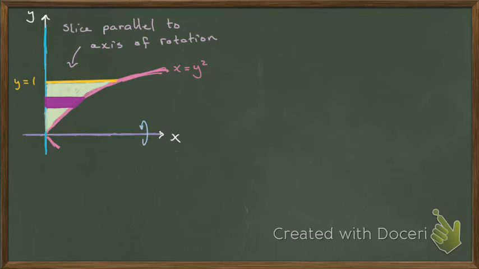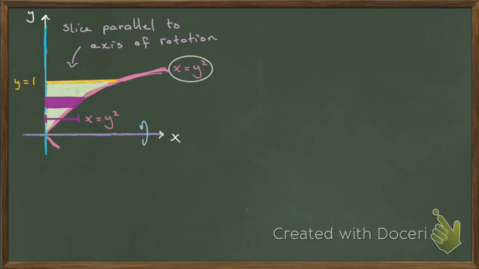Okay? I need the radius. I've got to figure out what that is. I need the height and I need the width. The width is going to be a dy width. The height is going to be an x distance. But here x is defined by y squared.